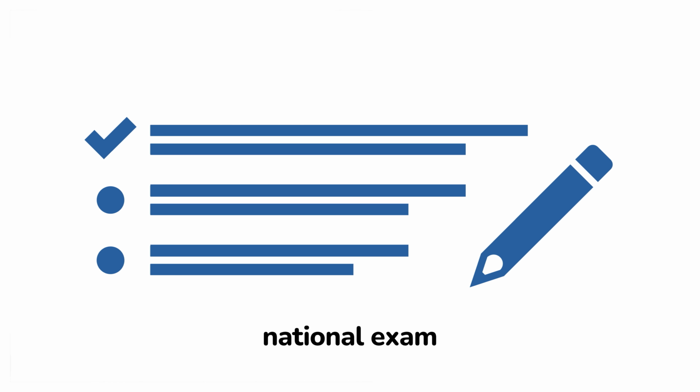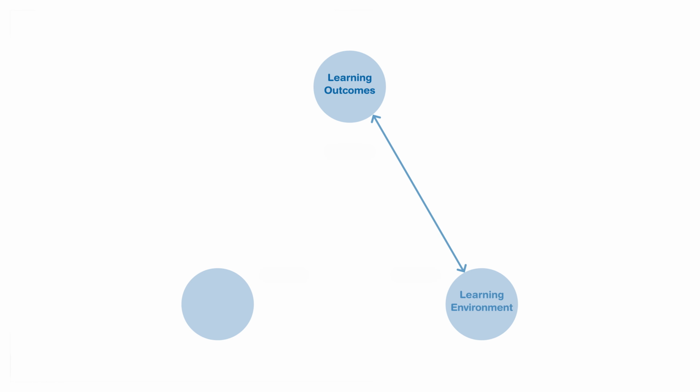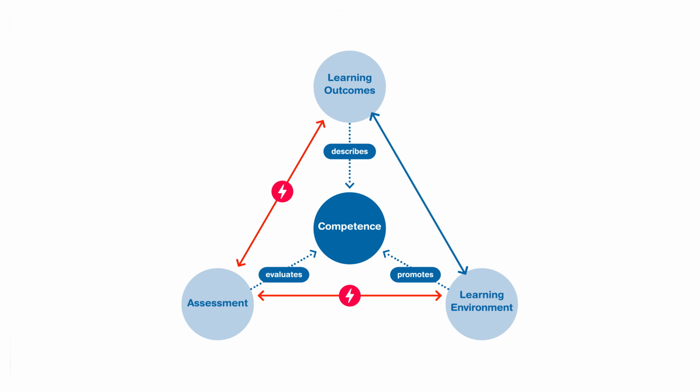This issue is described by the concept of constructive alignment, significantly developed by John Biggs. Constructive alignment means a course is well designed when the learning outcomes, the learning environment, and the assessment are consistently aligned. The learning outcomes describe the intended competencies, the learning environment promotes exactly these competencies, and the assessment validly measures them. In our example, this alignment is disrupted.